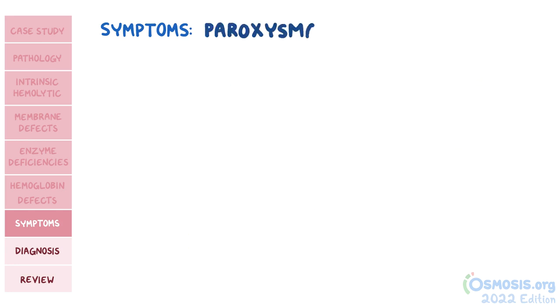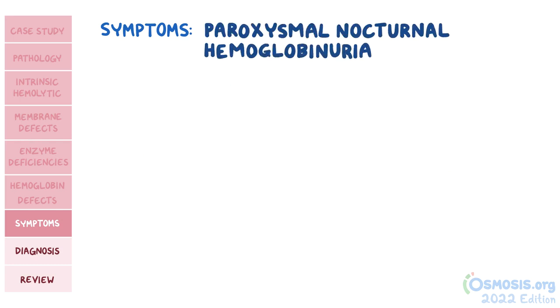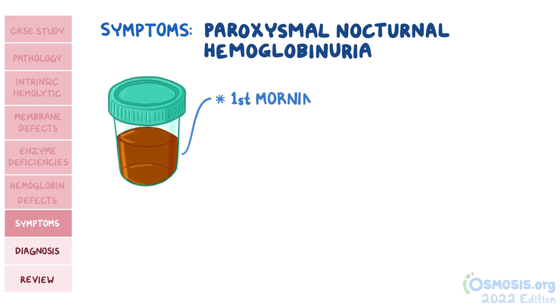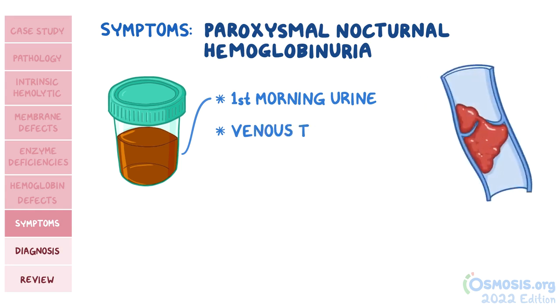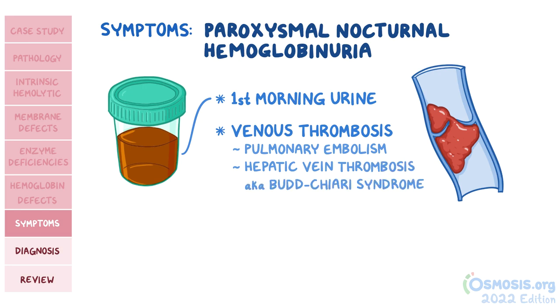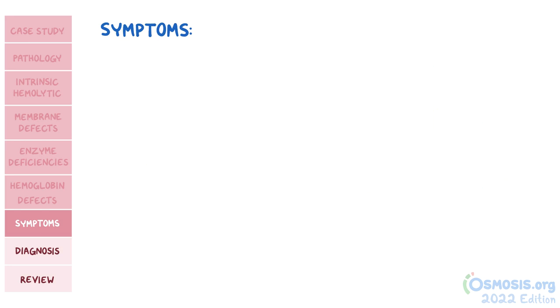Now, in paroxysmal nocturnal hemoglobinuria, these individuals present with dark urine most commonly in the first morning urine, since urine collects and concentrates during the night. They can also present with episodes of venous thrombosis that could lead to pulmonary embolism and hepatic vein thrombosis, also known as Budd-Chiari syndrome. Next are enzyme defects, starting with G6PD deficiency.